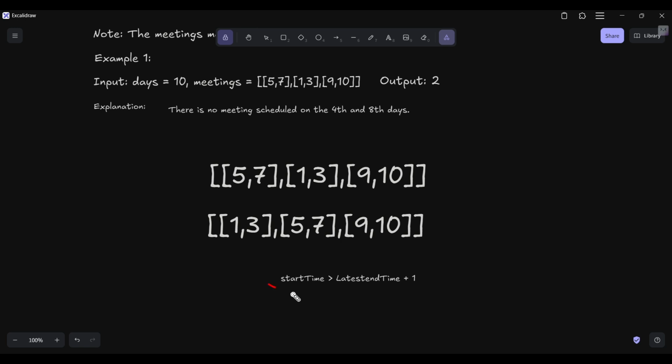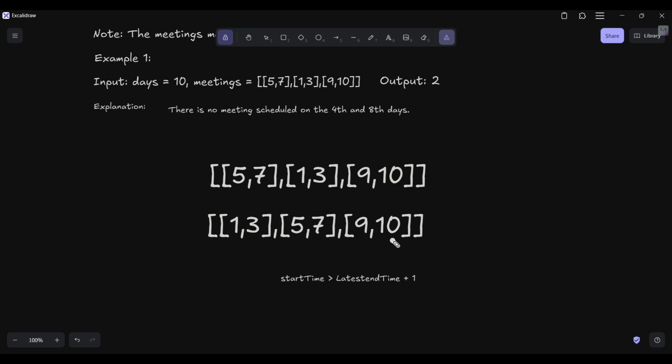Okay, if this condition becomes true for any meeting, then we simply add 5 minus 3, that is 2, and then minus 1. We will add minus 1 also, so it will add 1 to the total answer. Basically, one day is missing.